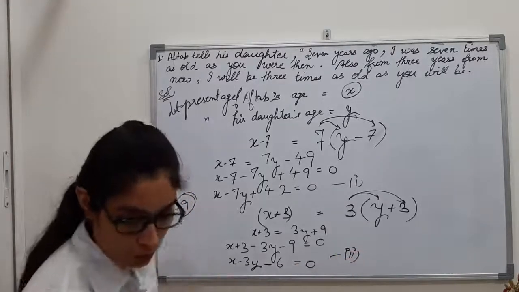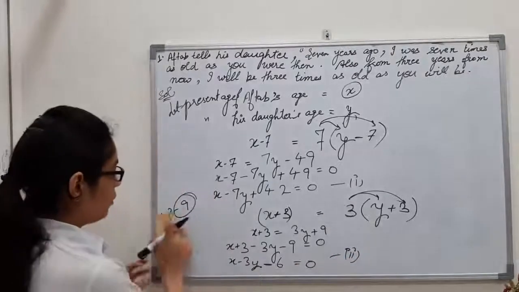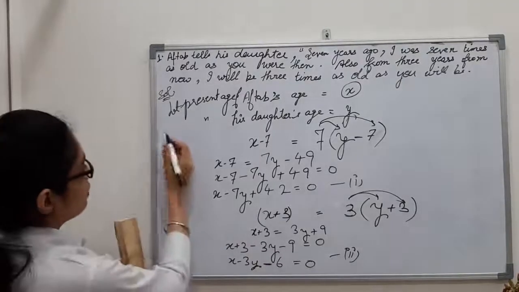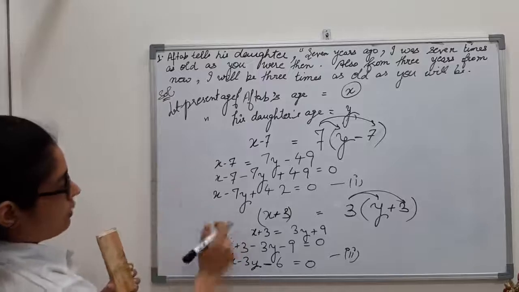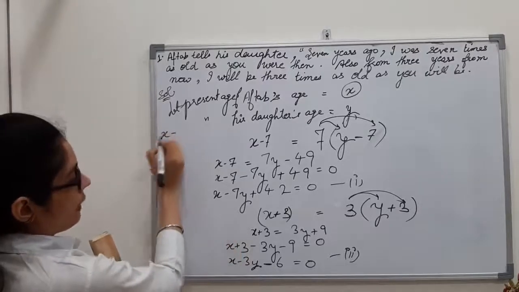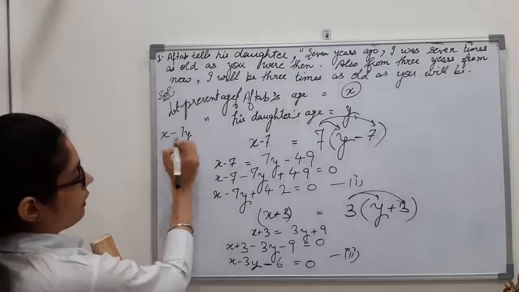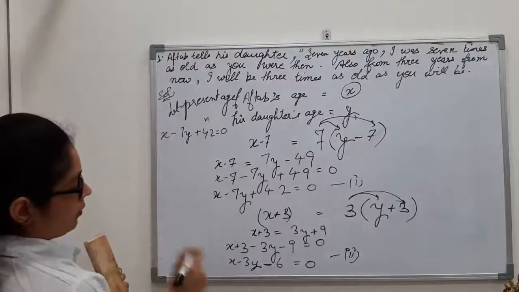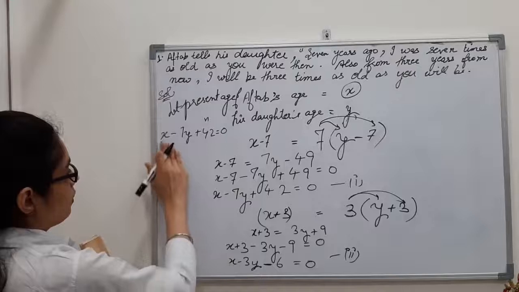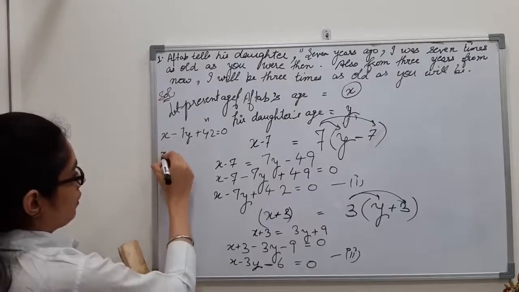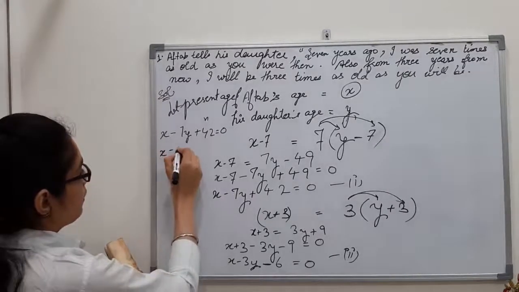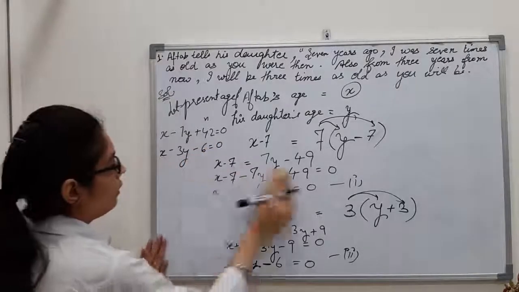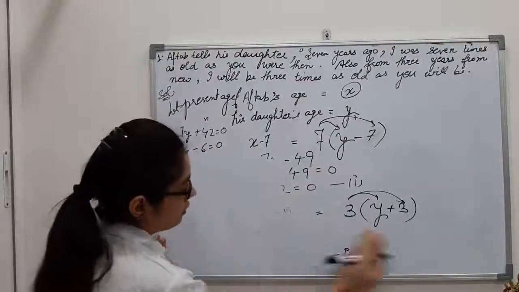Now we have got 2 equations. Let's draw a graph by using these equations. I'll write the equations here. My first equation is x minus 7y plus 42 equals 0. Second equation is x minus 3y minus 6 equals 0. These are my 2 equations.